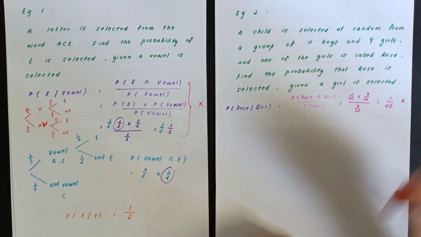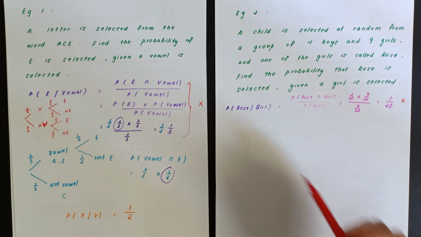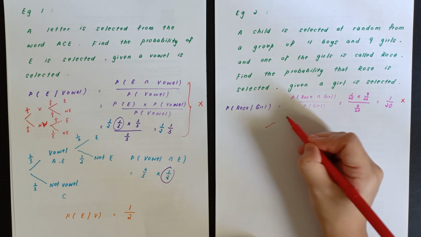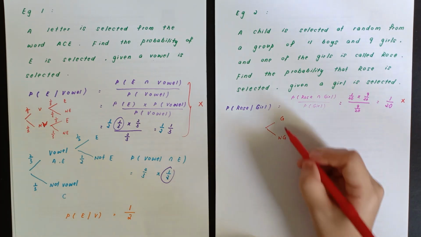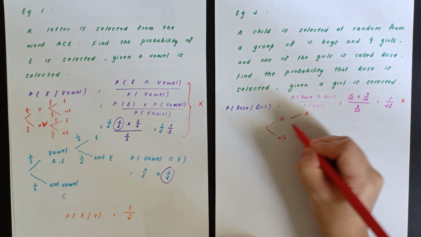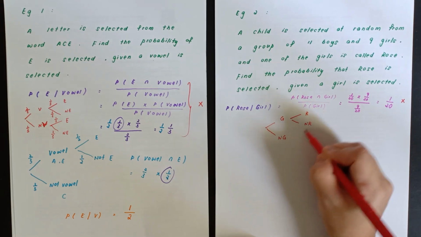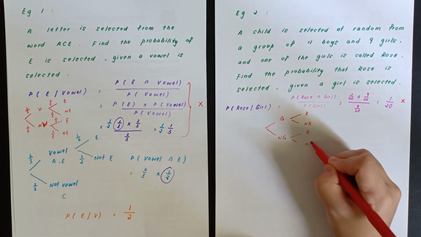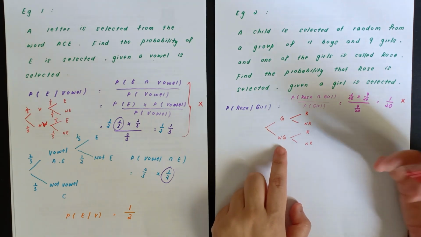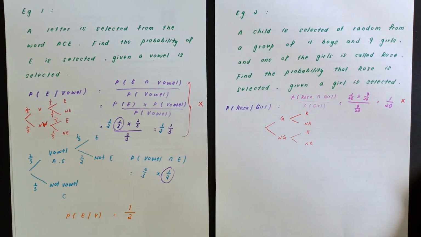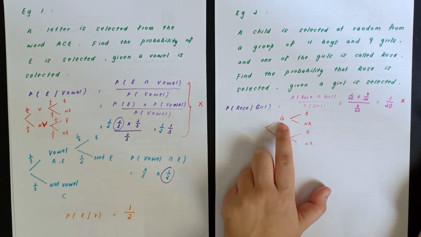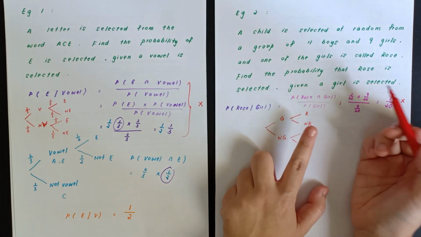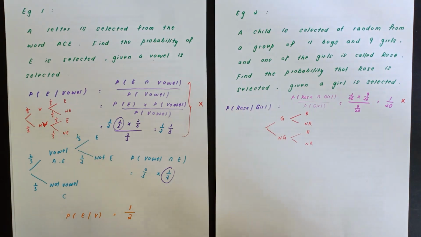It's the same thing. Given a girl is selected, you are assuming that this is girl, this is not girl. So no matter if I get a girl or not a girl, the probability for me to get Rose or not Rose is the same, which is obviously not correct, because if I get a non-girl, the probability for me to get Rose is definitely 0. Then if I already got a girl, of course my probability will not be 1 over 20 anymore, because I already know that I got a girl, so my sample size now becomes 9. Okay, so what is the easier way to do this?